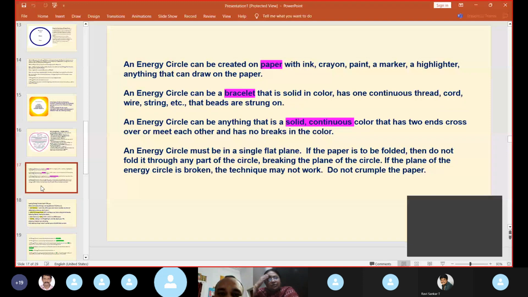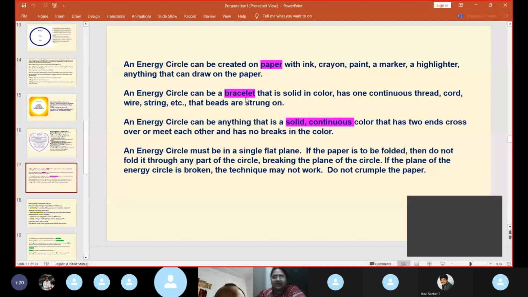Now, as I told you, what are the basic requirements? We did the ECs on paper. Now, this EC needn't necessarily be made with an ink pen. It can be made with a crayon, a brush, a marker, a highlighter, or anything that draws on the paper. Because when we learn how switch words can be used in the body, you will realize that you can enhance the power of the switch words by making a circle. Along with that, energy circles can be made in the form of bracelets.